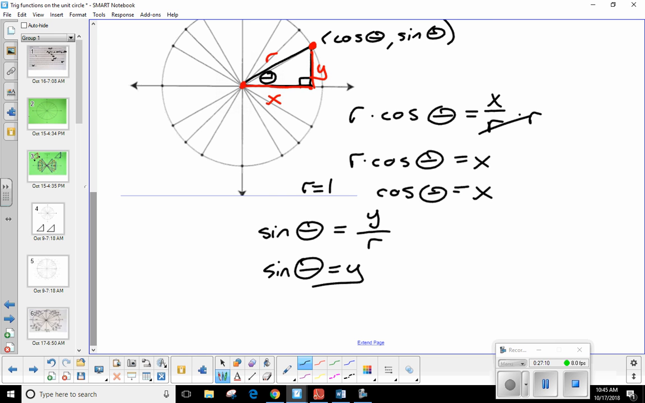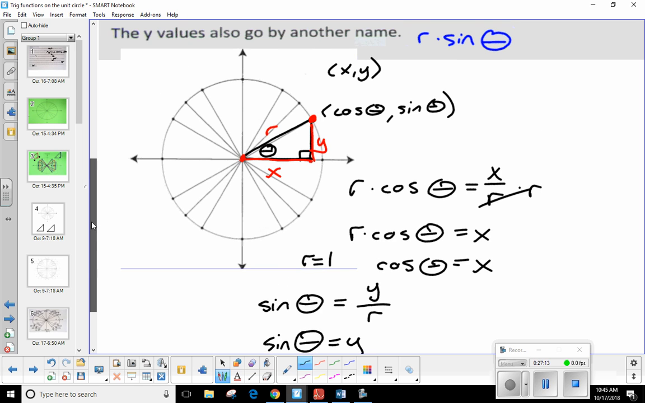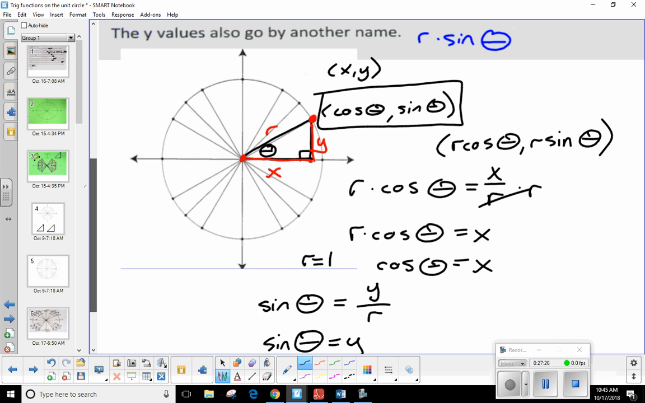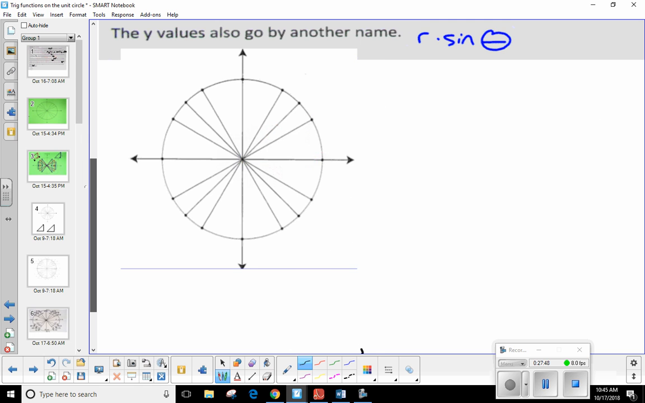If you're on the unit circle, your coordinates are going to look like this. If you're not on a unit circle, your coordinates are going to look like this: r cosine of theta, r sine of theta. So if you have a radius that's longer or shorter than 1, you'll be able to find the coordinates by multiplying by cosine and sine. But we're going to be sticking with this for a while because we're going to work on the unit circle. And now you're going to see how this connects in just a minute. I know there's probably a reason why we need to do that.